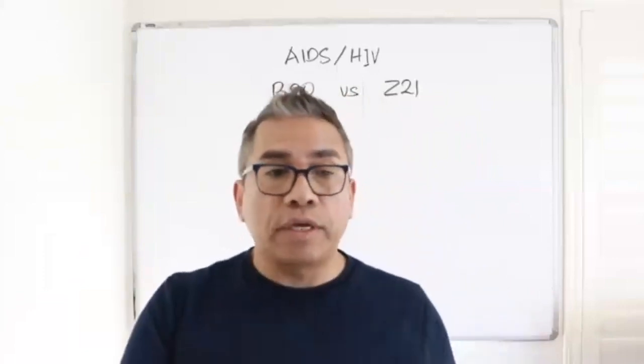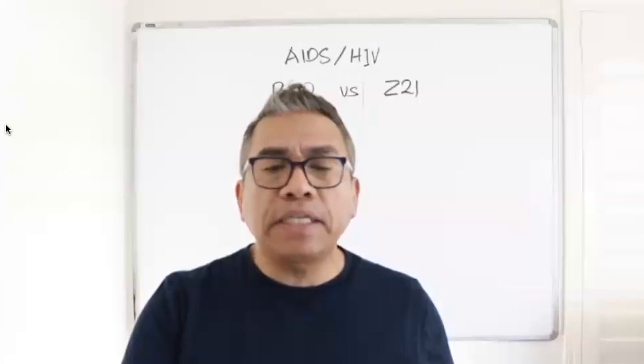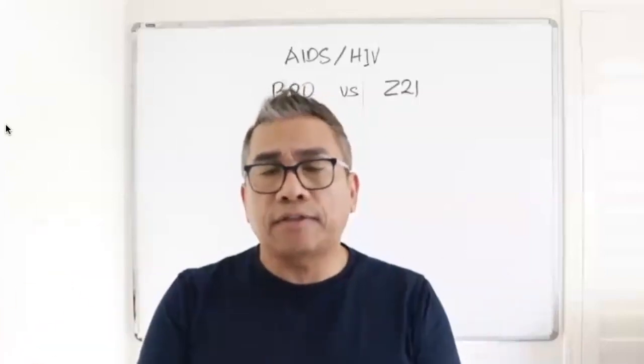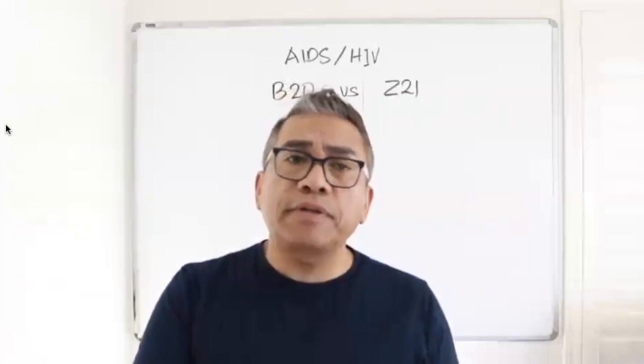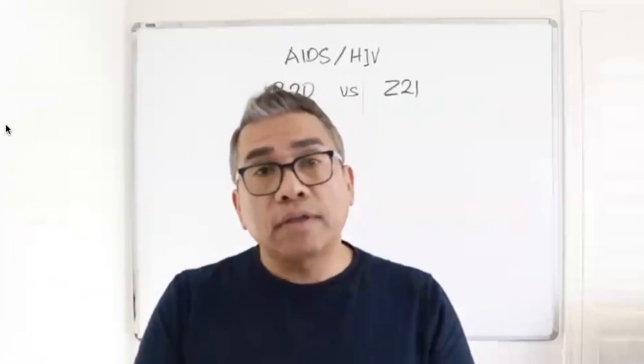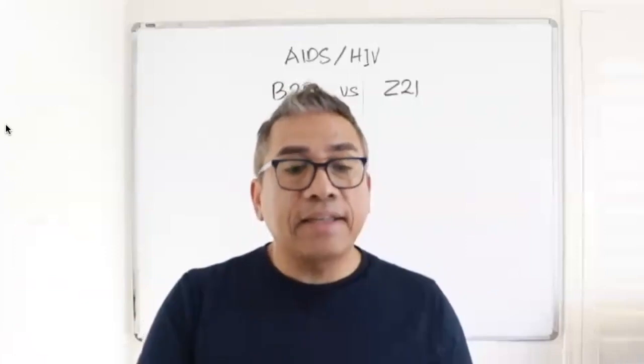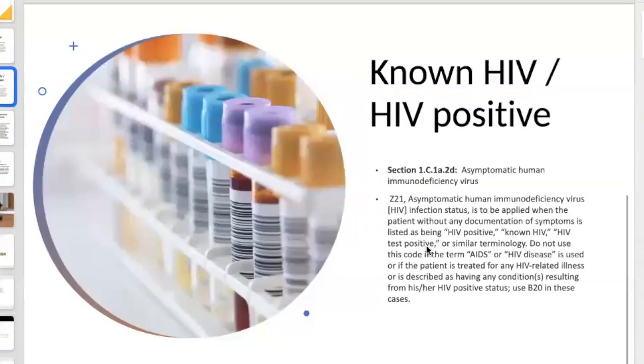Now, the issue here: what if the patient is not showing any of those signs and was diagnosed previously as HIV positive? What code do you apply? Let's go back to what the guidelines say. Asymptomatic human immunodeficiency virus is to be applied when the patient without any documentation of symptoms is listed as being HIV positive or known HIV or any of these similar terminologies. What is the code? This is the code, guys.